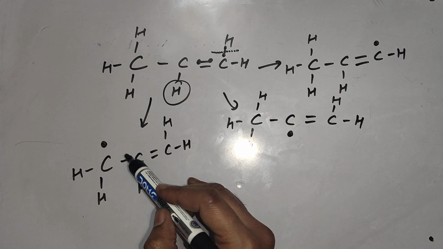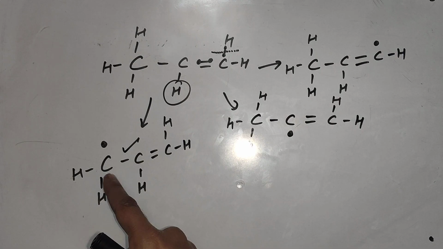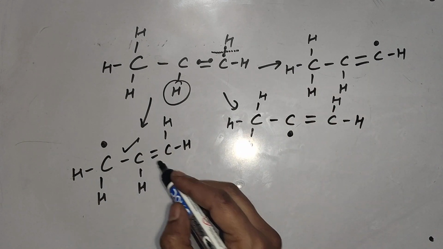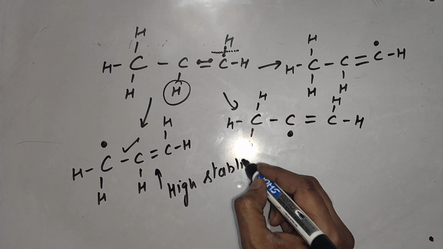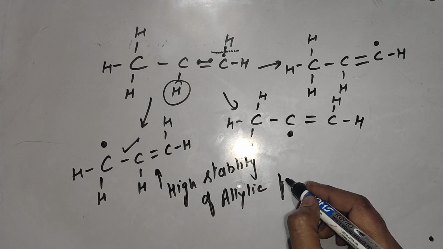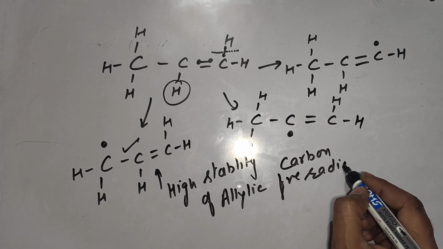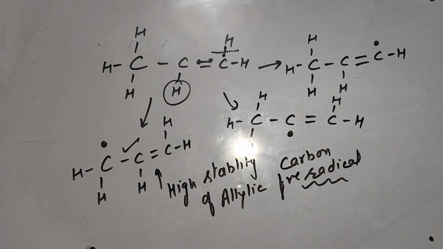Our reaction is preferring this free radical because you can check chlorine is joined over here, not on this carbon, not on this carbon. The reason is the high stability of the allylic carbon free radical. It is highly stable as compared to these two. Now, which factor is making it so much stable? That factor is resonance.